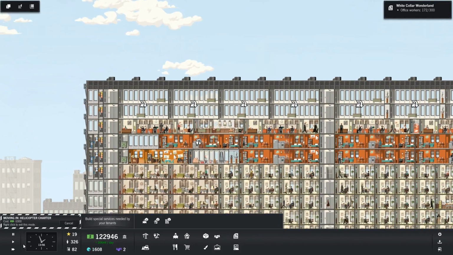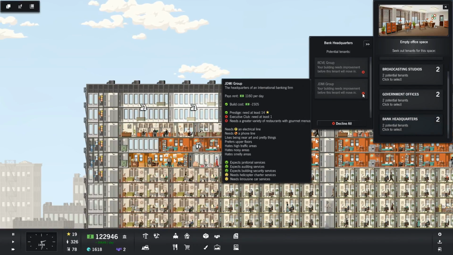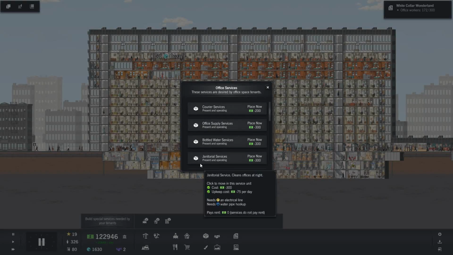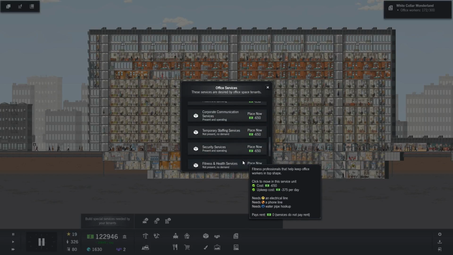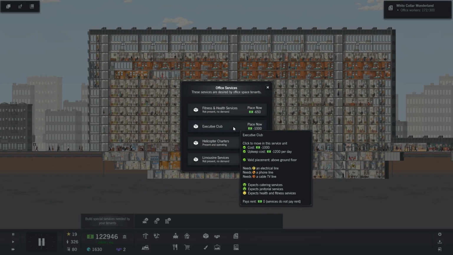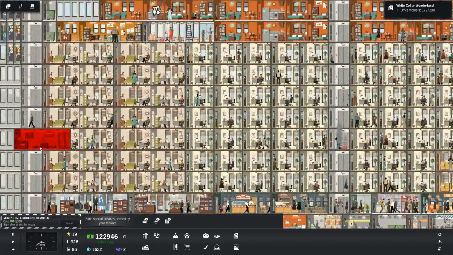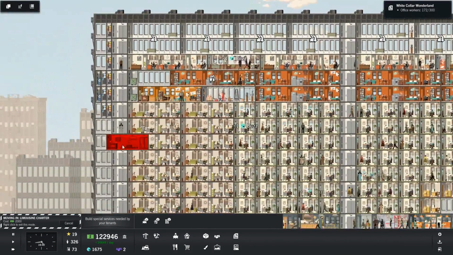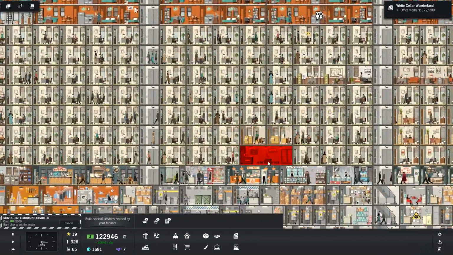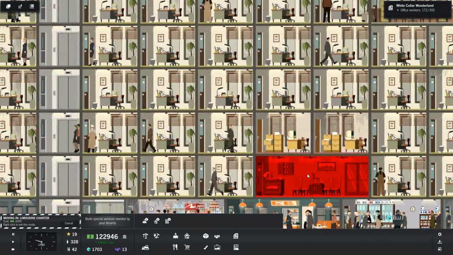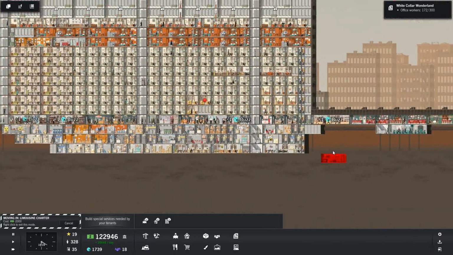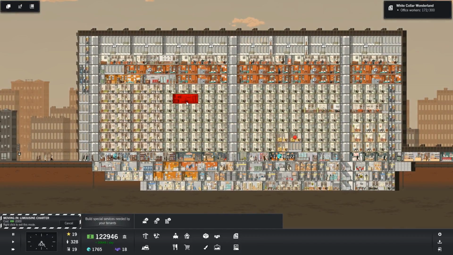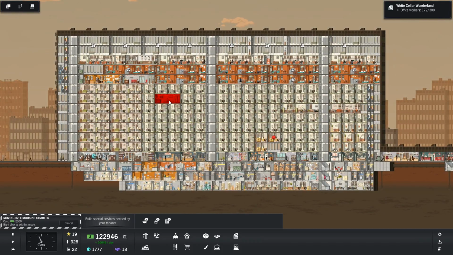Now, what else do I need? What else was it? You need limousine car services. Okay, I can do that. Well, hopefully I can do that. Security, fitness and health, executive club. Limousine services, above ground floor, okay. Where though? I sort of want to have it in the bottom floor, but that's where I want all my restaurants to be. So, I don't know where to put it at all.